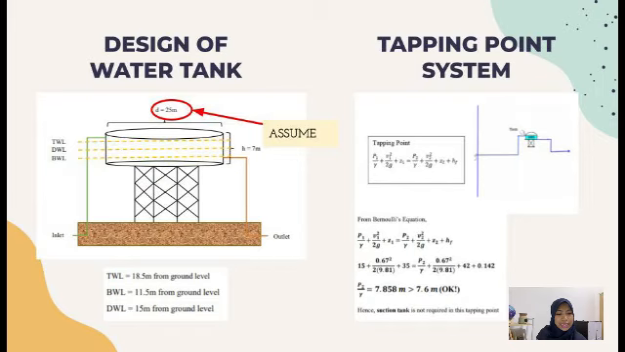The last one is tapping point system. The tapping point system is calculated by using the friction head loss by the Hazen-Williams formula. So in the end of the calculation, we obtain the value which is 7.858 meter, which is more than the requirement, which is 7.6 meter, and it is good to go. Hence, the suction tank is not required in this tapping point.